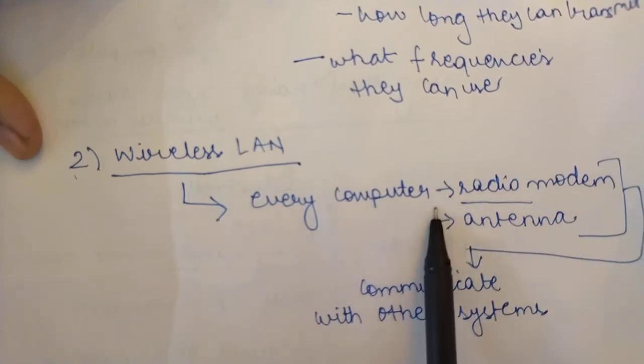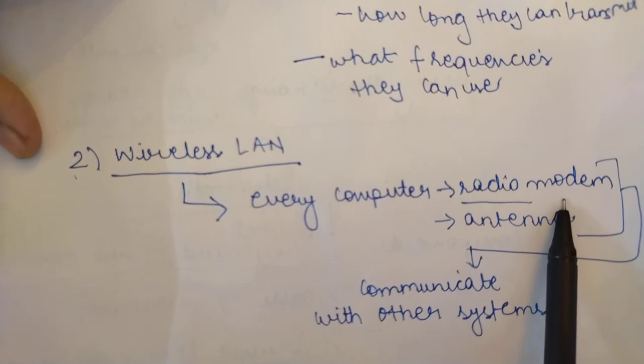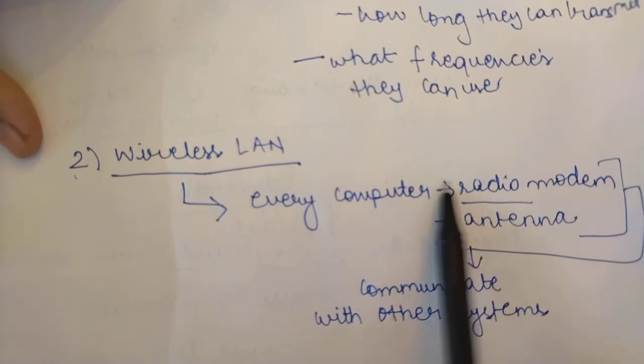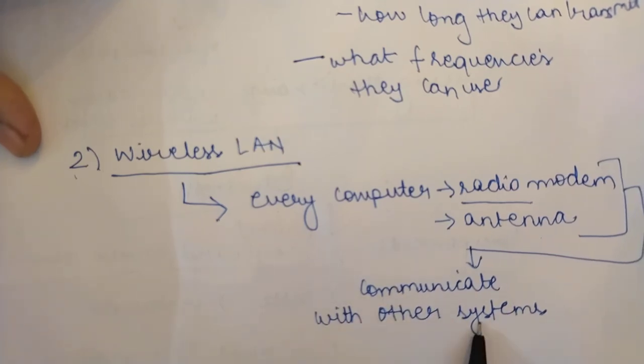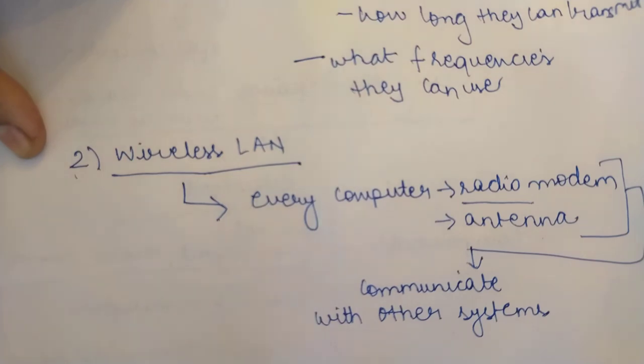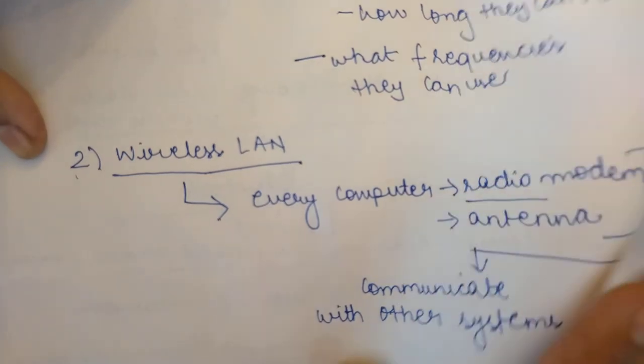One is the radio modem and the other is the antenna. With the help of the radio modem and antenna, these computers will communicate with other computers, other nodes or other systems.